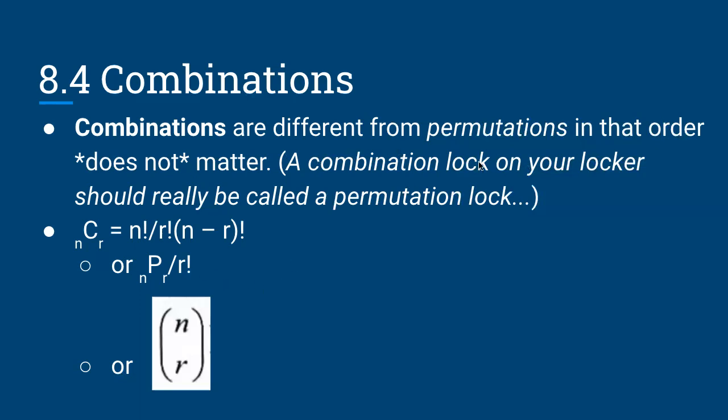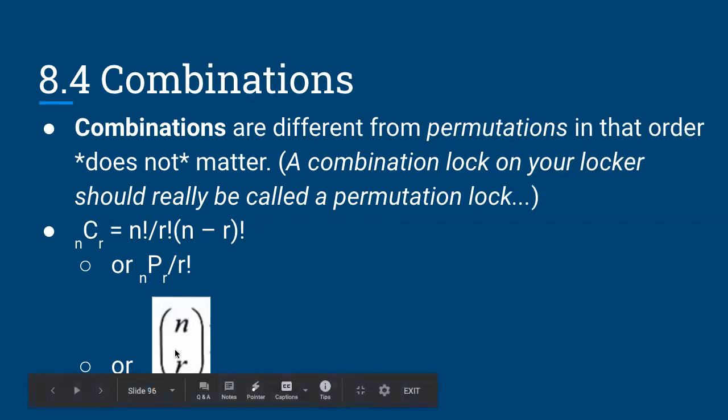Combinations are different from permutations in that order does not matter, which is why you're dividing by more things here. A combination on your lock should really be called a permutation lock. I think I mentioned that yesterday. This formula will be on your test. You should know what this means because on provincial exams, sometimes it'll just put 5 and 2 here and it'll be solved or something. It's like, well, what do I do?